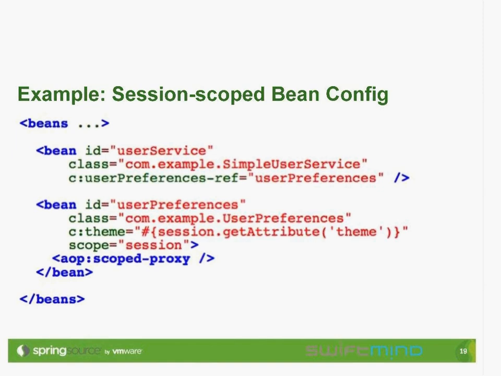Then for the constructor argument, so the third line there, c:theme, we're basically setting the theme constructor argument to the value of this Spring expression language expression. So again, this hashtag, curly brackets, and then some expression. Here we're accessing the current session in the web application and pulling out the theme attribute from that. And again, if you look at the previous slide, the theme attribute was what we set in the session in order to properly integration test our user service component.